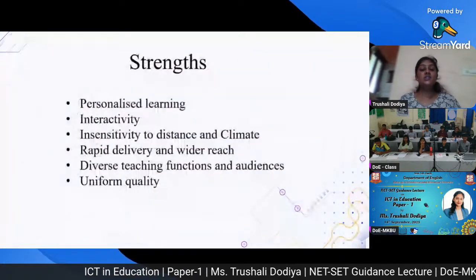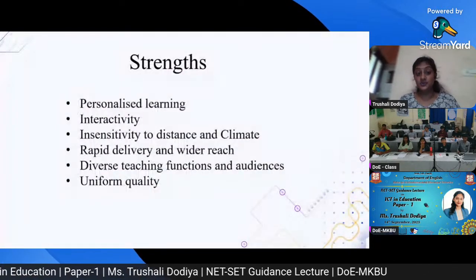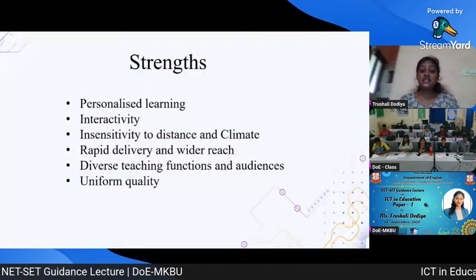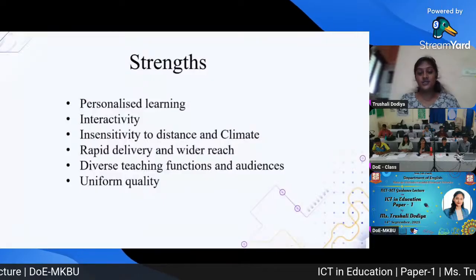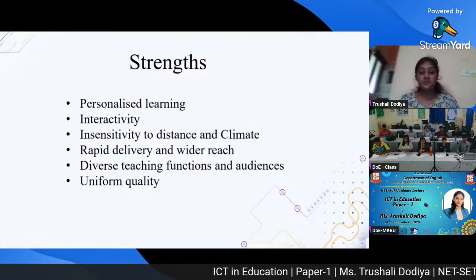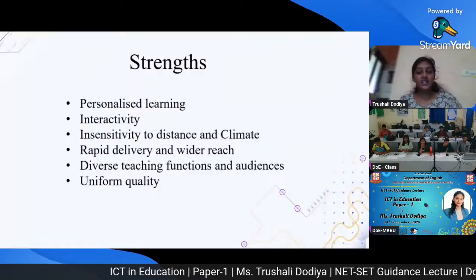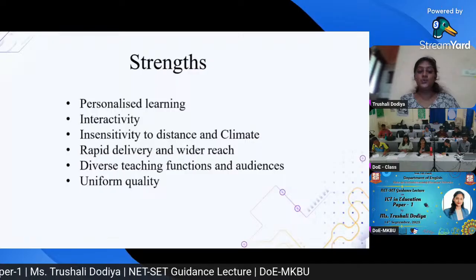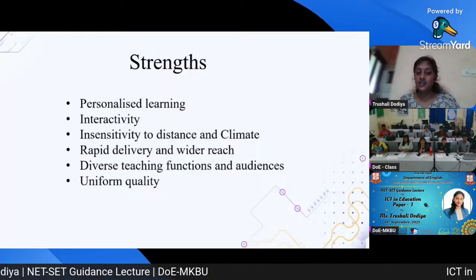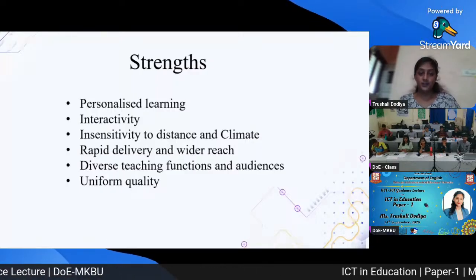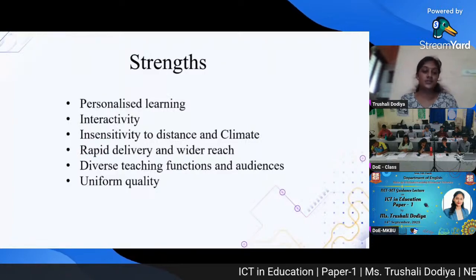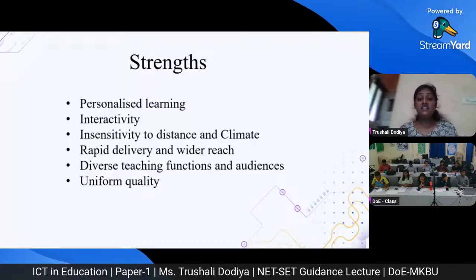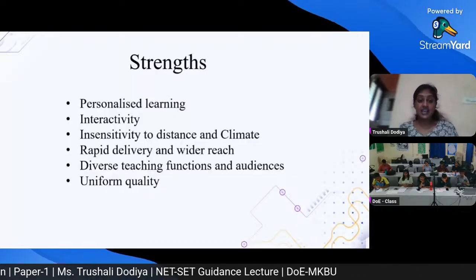There are certain strengths of using ICT in education. The first is personalized learning and interactivity, and insensitivity to distance and climate. That was quite beneficial during the COVID period, as we were locked in our homes, in our villages and cities, unable to go out to learn. These technologies provided us a platform to reach our teachers and teachers to reach students, and that continued our learning.